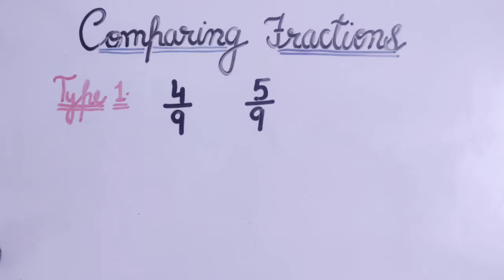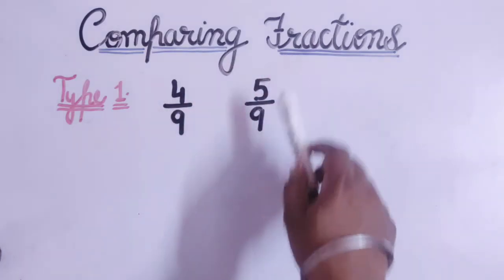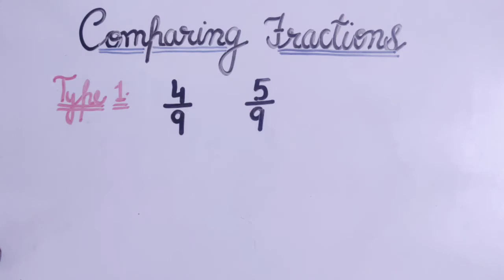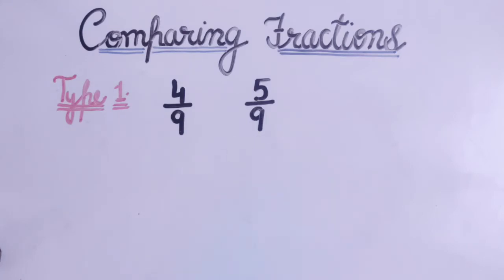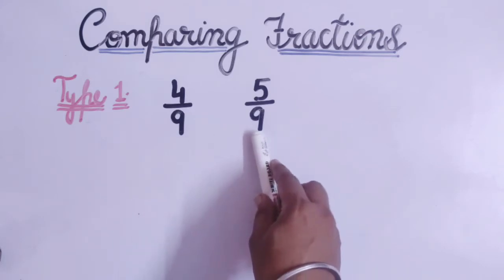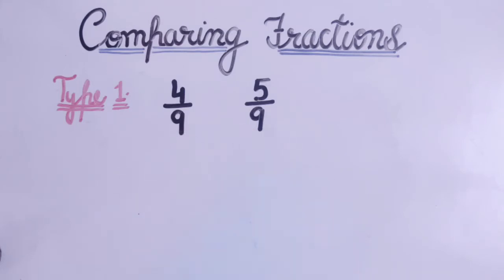Today we will study how to compare the given fractions. There are a few types. Let's discuss the first one. Students, in case the two fractions to be compared are like fractions, everyone knows what a like fraction is. I have explained in my previous videos. Like fractions are those fractions that have the same denominator.